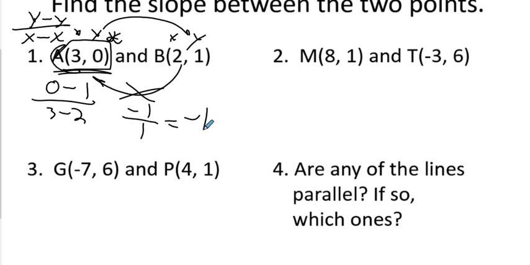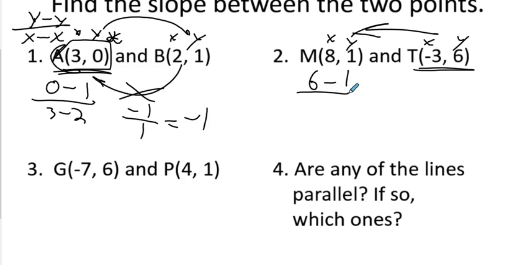Now for number 2, I'm going to go the other direction. So I'm going to underline it. Or you can put an arrow, say I'm going this way. Whatever. Here's my x, here's my y. Here's my x, here's my y. I'm going to start with the 6, 1 because it's the y, and that's the point I chose. 6 minus 1 on top. On the bottom, I start with the negative 3 minus the 8.